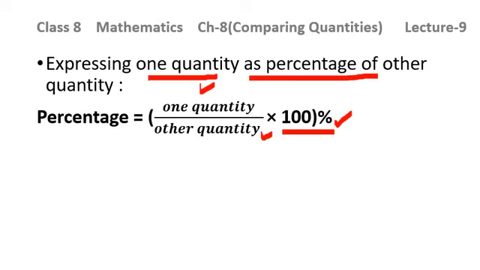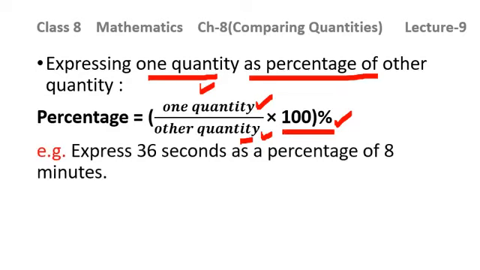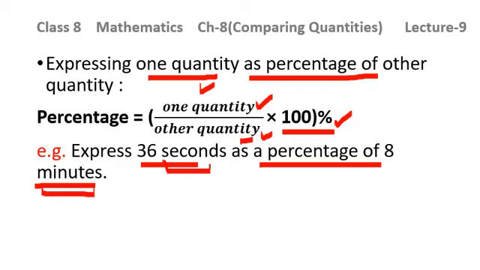But what is this one quantity and what is this other quantity? How will I come to know which quantity I need to take in the numerator and which in the denominator? Let us see with the help of this example. We need to express 36 seconds as a percentage of 8 minutes. First of all, the important point to note is this is given in seconds and this is given in minutes. You need to first either change seconds into minutes or minutes into seconds. That is up to you.